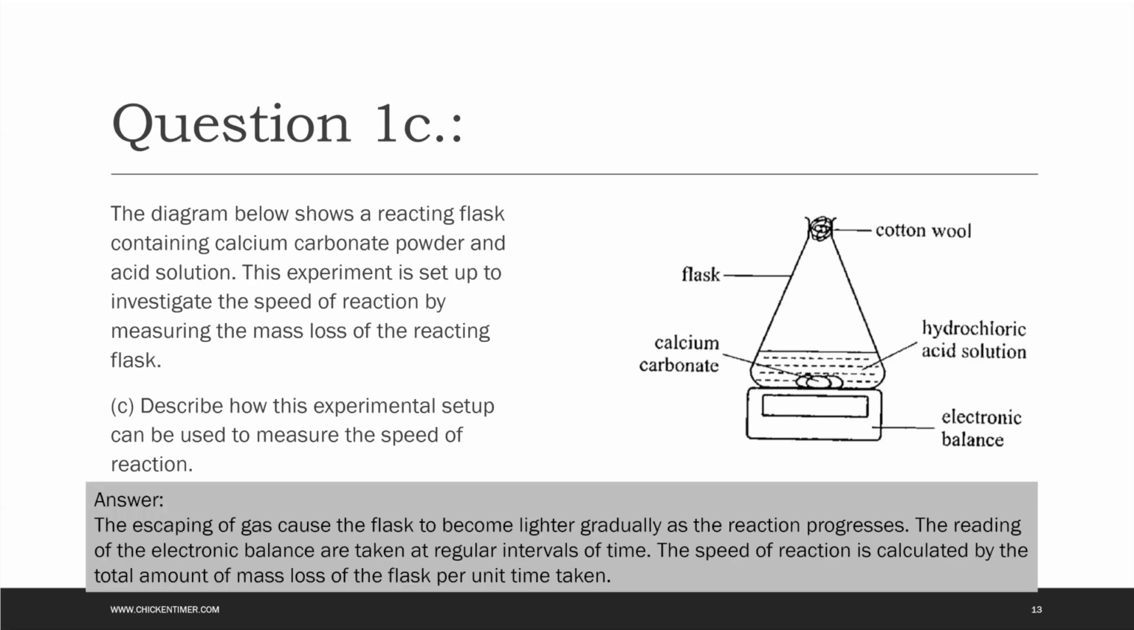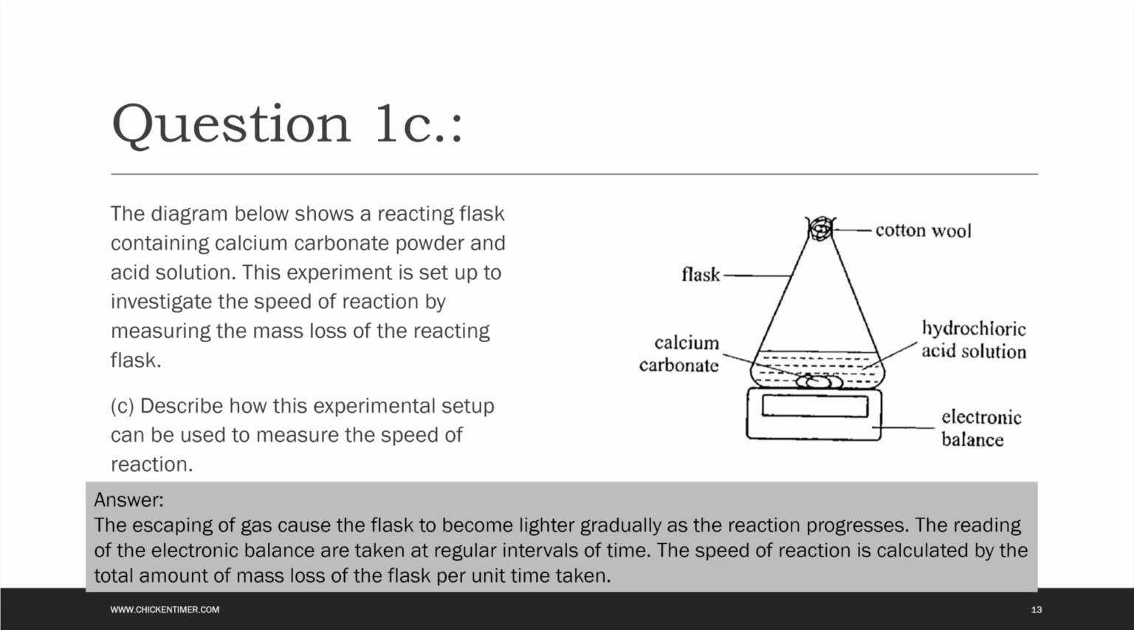That's quite long. The escaping of gas, right? The speed of reaction is calculated by the total mass loss of the flask per unit time taken, which is the gradient of that graph. If you say plot a graph of mass against time, then find the gradient of the graph, that will be fine also. Do you need to say what a steeper gradient means? No, because they only ask you how to measure the speed of reaction. They did not ask you about the conclusion.